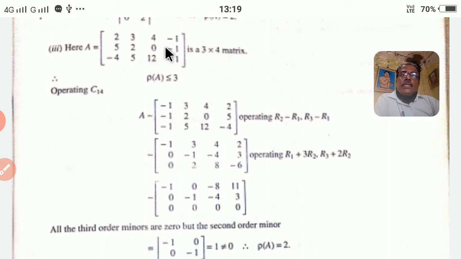Here it is an m cross n matrix. If a matrix is of order m cross n, then the rank of A is always less than or equal to the minimum of m and n.